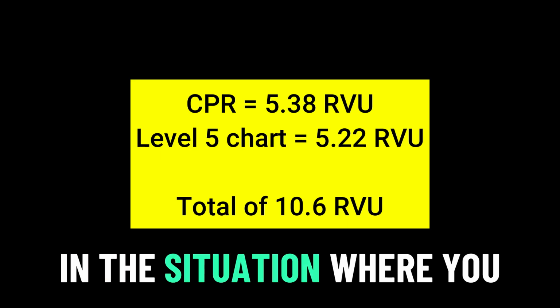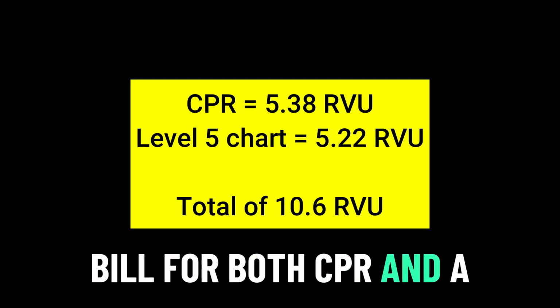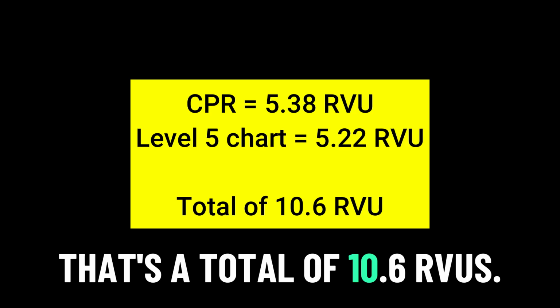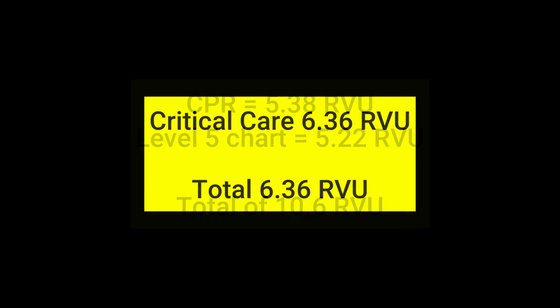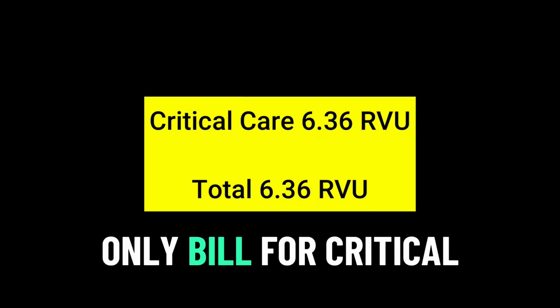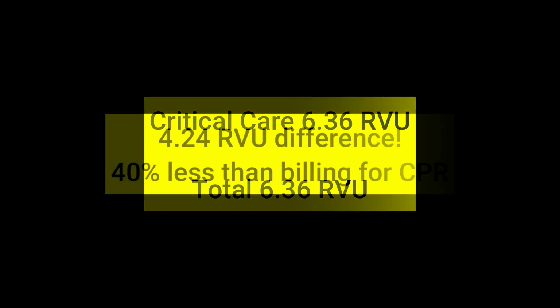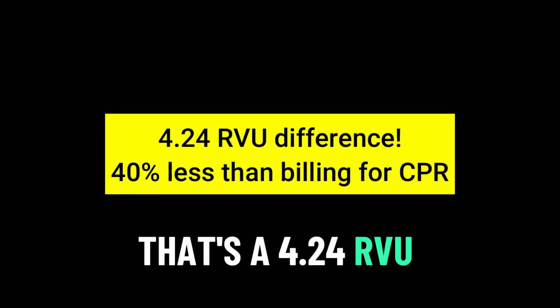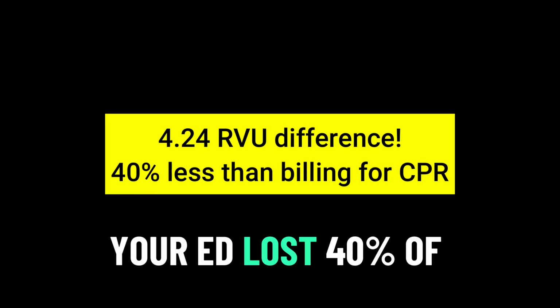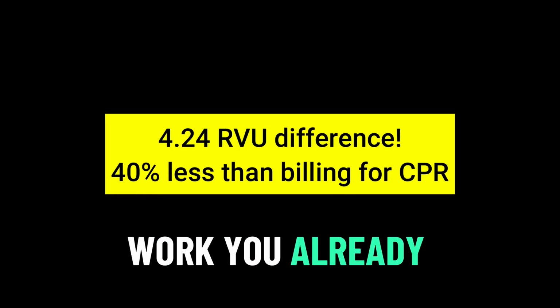In the situation where you bill for both CPR and a level 5 chart, that's a total of 10.6 RVUs. In the situation where you only bill for critical care, you obtain 6.36 RVUs. That's a 4.24 RVU difference, which means your ED lost 40% of revenue for the work you already performed.